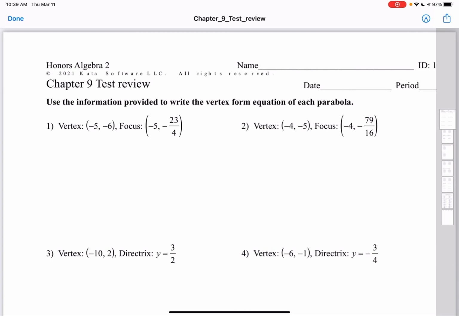3, 2, 1, go. Okay, so I'm just going to go through the test review. It is a little bit long, so this might get to be a long video. But I'm going to go through every single question.